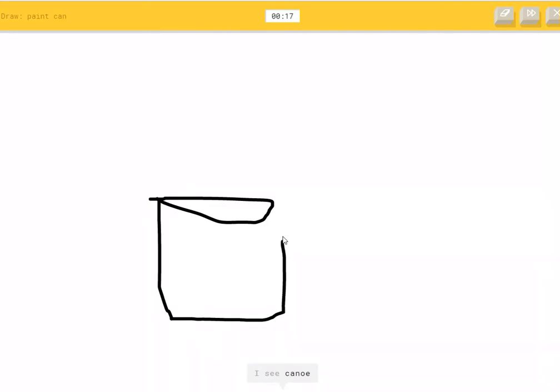I see canoe. Or dishwasher. Or cup. Or shoe. Or underwear. I see mug. Or shorts.